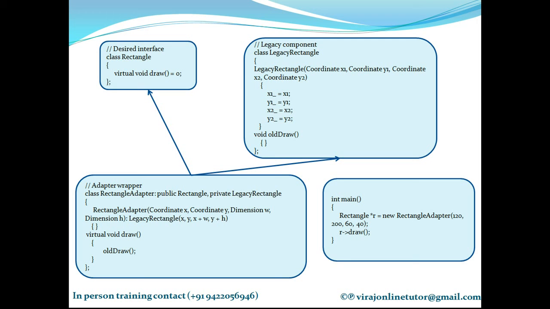So the client expects the interface called draw function, but the legacy rectangle has an interface called old draw function. So are the interfaces incompatible here? Can you all answer that question? Are the two interfaces incompatible?